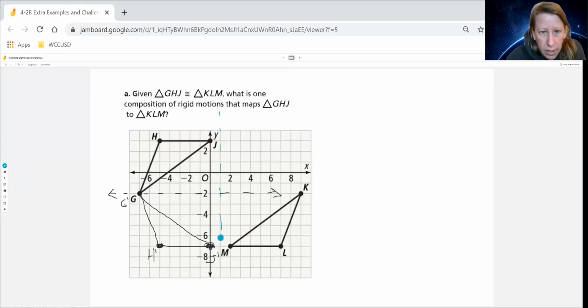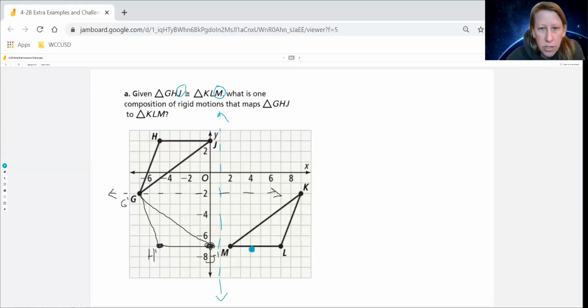I think we want J to land on M. So if I flip J over this line, it's 1 away and M is 1 away. So that would get J prime right onto M. And that's what I want. I want J and M to be in the same place.